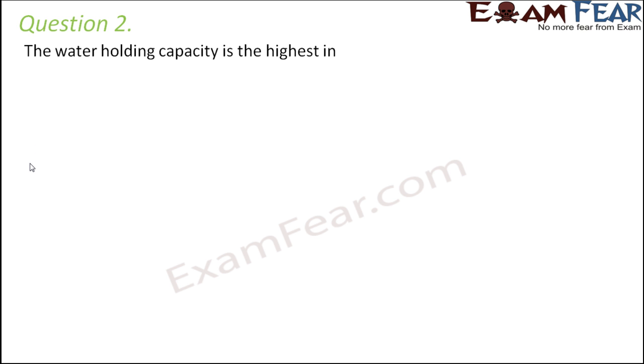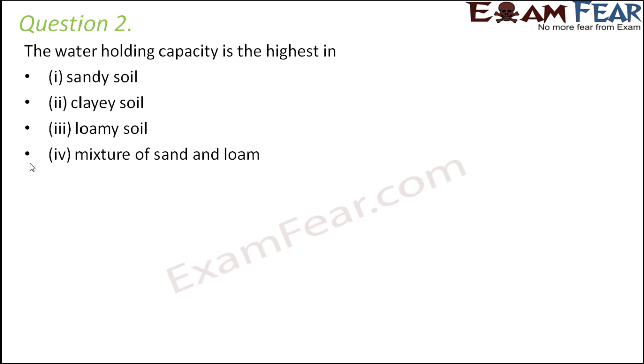Question number 2. The water holding capacity is the highest in sandy, clayey, loamy, mixture of sand and loam. So where is the water holding capacity maximum? So water holding capacity is maximum where the size of the particles are very small. So when the size of the particles are small, the spaces between them is also small, and then water gets retained in those tiny spaces. So in which type of soil the size of the particles are minimum? Clayey soil, exactly. So the water holding capacity is maximum in clayey soil.